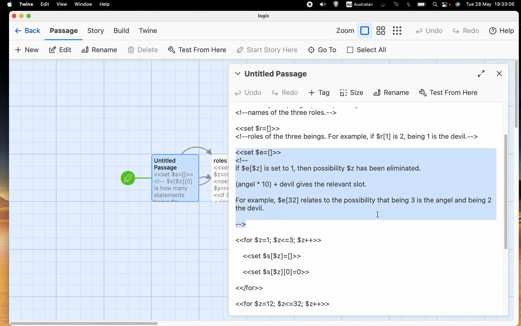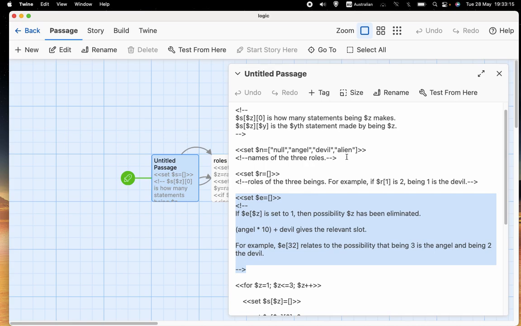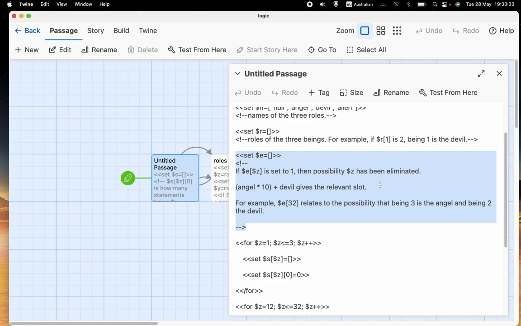E stands for elimination, and there are a finite number of possibilities. There's actually quite a small number of possibilities, only 6 really. Being 1 could be the angel and being 2 the devil. 1 could be the angel and 3 the devil. And then 2, 1; 2, 3; 3, 1; and 3, 2. So there's only 6.